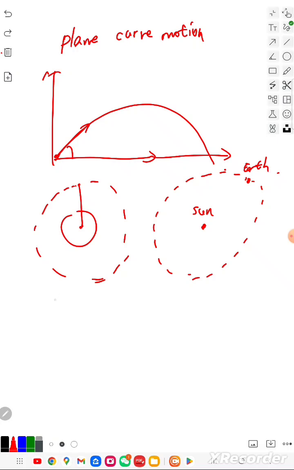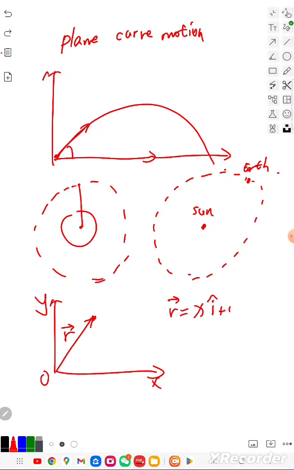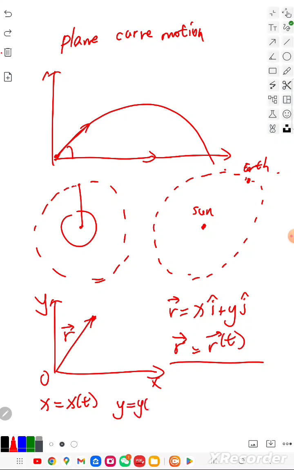So if we have a rectangular coordinate system O, X, Y, and a particle point, its position can be represented by a vector r. We can write r equals x i-hat plus y j-hat, where r is a function of time, r(t). This is called the plane curve motion equation. It has two components, x equals x(t) and y equals y(t). That means this plane curve motion can be decomposed into two linear motions, in the x direction and y direction, and they are perpendicular.